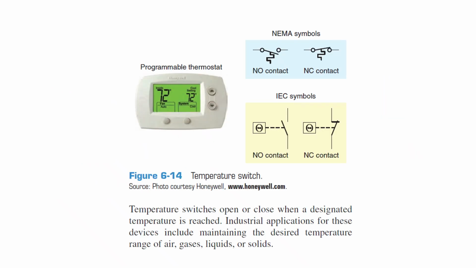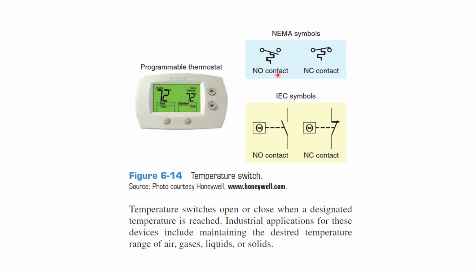Here it is representing a temperature switch. It is a programmable thermostat which is going to represent the temperature. The temperature switch opens and closes when the designated temperature is reached. As we know, in several industrial applications we use a desired temperature range of air, gas, liquid or solid. We want to measure the temperature of air, gas, liquid or solids. In that case, it is mandatory to use a switch which is a programmable thermostat.